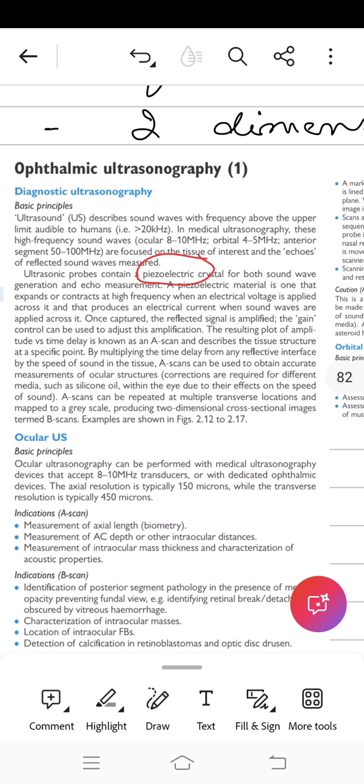The resulting plot of amplitude versus time delay is known as A scan and describes the tissue structure at a specific point. By multiplying the time delay from any reflected interface by the speed of sound in the tissue, A scan can be used to obtain accurate measurements of ocular structure. The scan can be repeated at multiple transverse locations, mapped to grayscale, producing a two-dimensional cross-sectional image termed B scan.